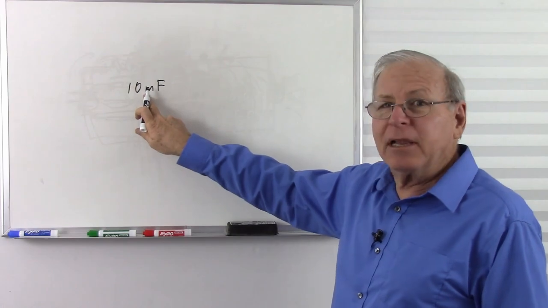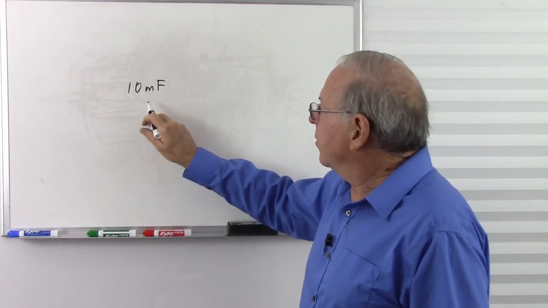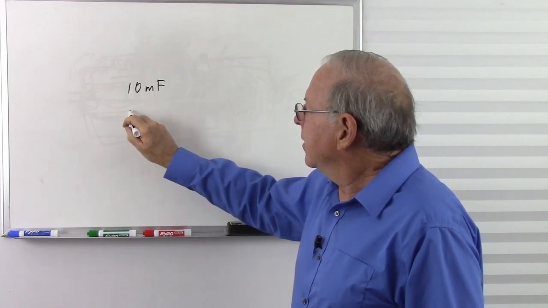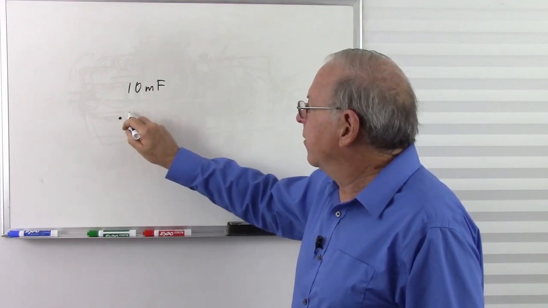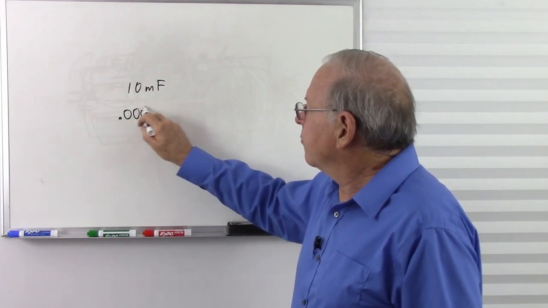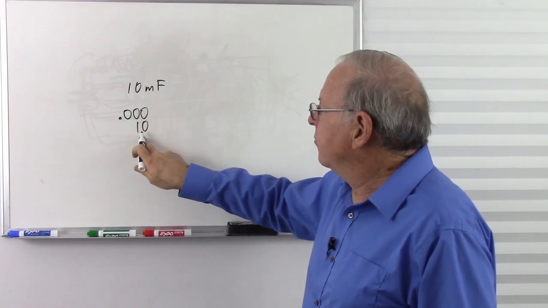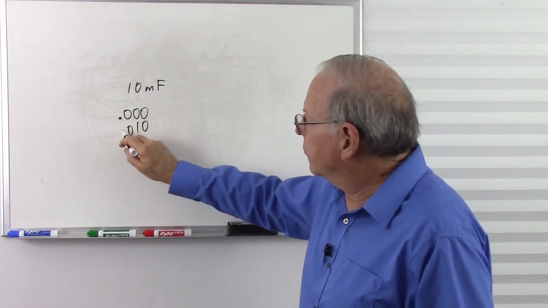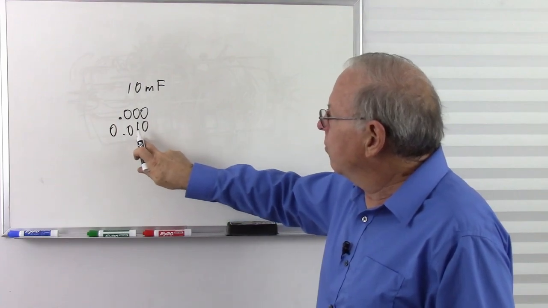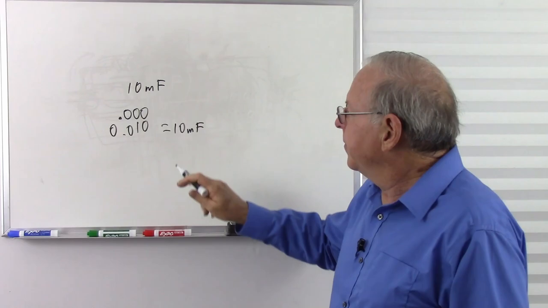a 10 millifarad capacitor, how much capacitance is that? Well, milli, if we put a decimal point here, that's going to be three places. So that would be tens of millifarads. So actually what we would have is 0.01 farads equals 10 millifarads.